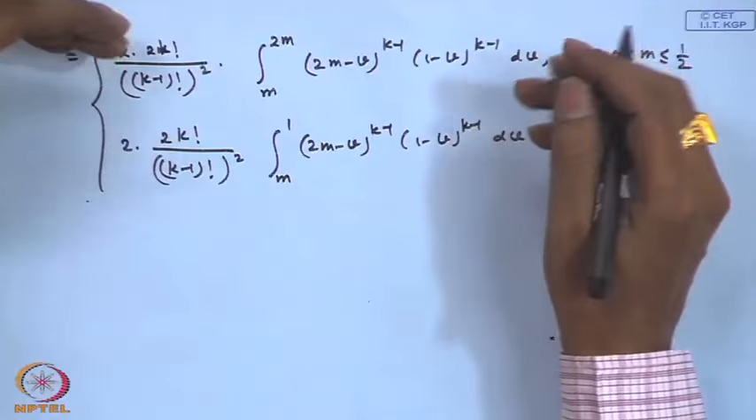Another quantity of interest in the case of non-parametric statistics is the range of the observations, that means the difference between the maximum and the minimum. In real life situations also, the range is generally taken as an important quantity, and therefore the distribution of the range is also of quite importance.